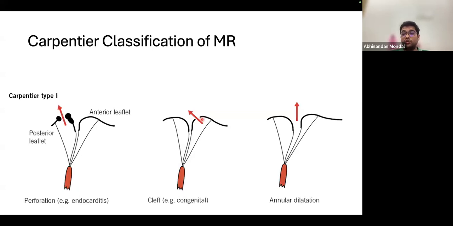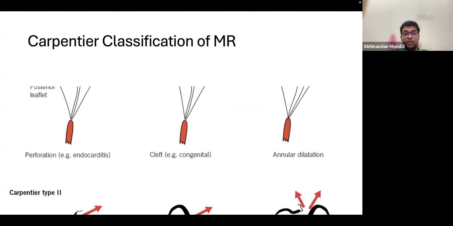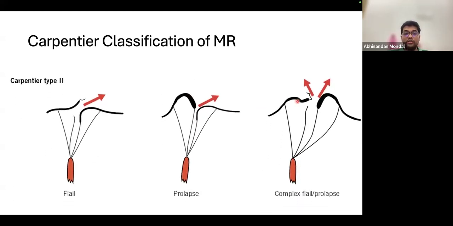If it is less than 50%, or near about 30%, it will be better to term it an indentation. And this is a case of annular dilatation, where the leaflet mobility is normal but the leaflets still coapt abnormally, so that is why MR is occurring. In Carpentier type 2, you can see this is a flail, this is a prolapse, and this is a complex flail and prolapse.